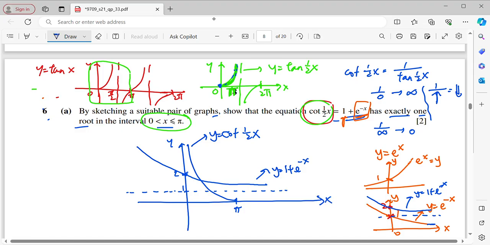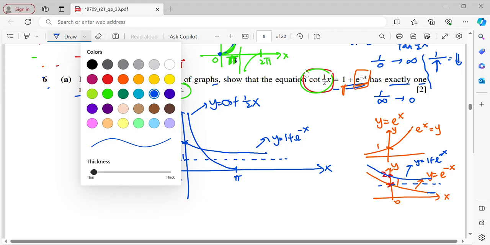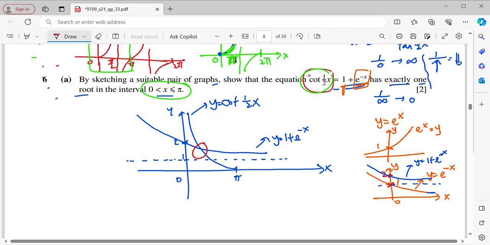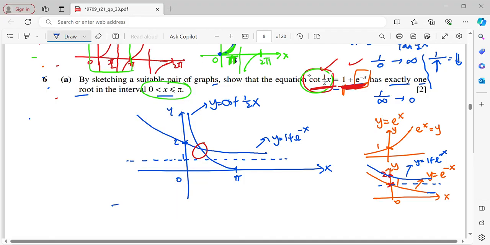Here is my x-axis, 0. Then from the graph, obviously, okay, there's only one intersection point. So when you are sketching two different graphs on the same diagram and you equate these two equations, that means you are finding the intersection points. So you just write from the graph, there is only one intersection point.